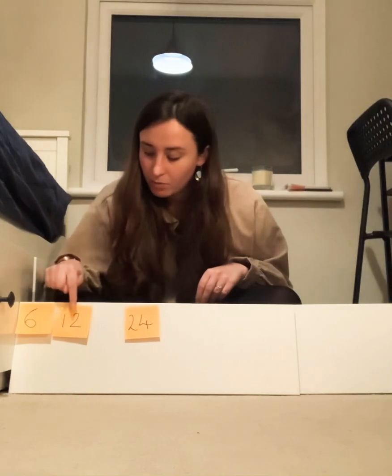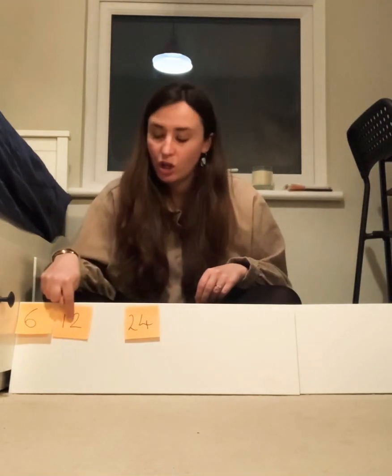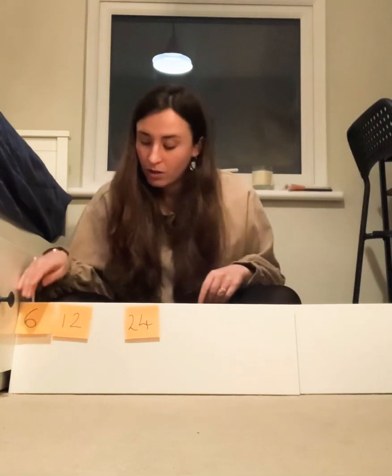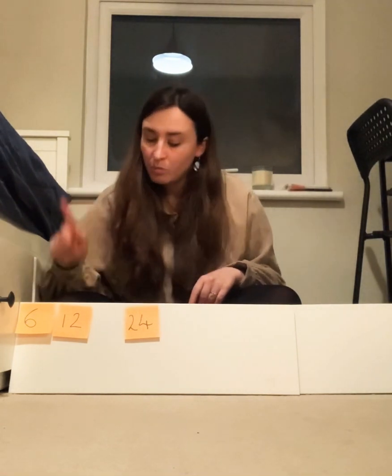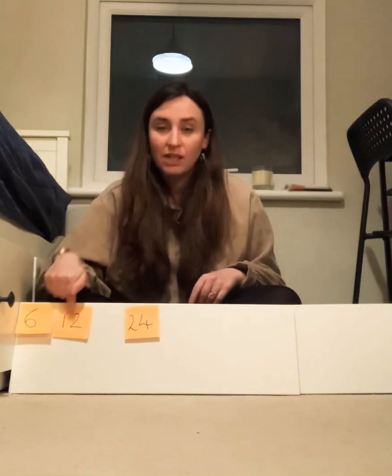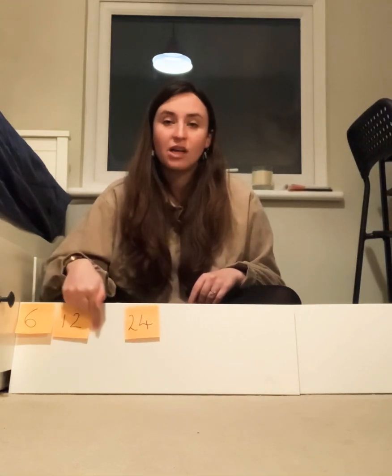I know this because if I double the 1s, 2, I get 4, and if I double the 10s, 1, I get 2. 6, 12, 24. But is 24 3 times 6? Well, no, because 12 was 2 times, and I've doubled that. 24 is 4 times. So how can I find what 3 times 6 is?